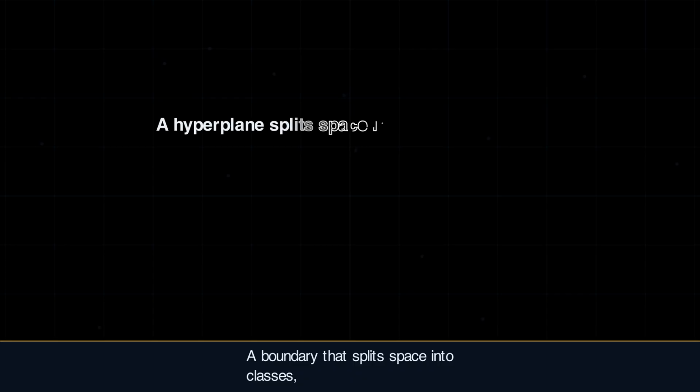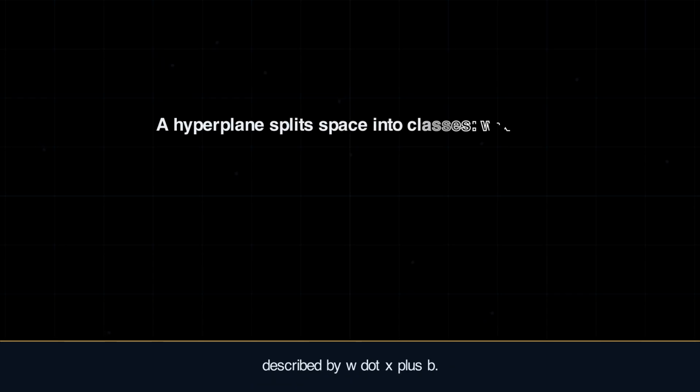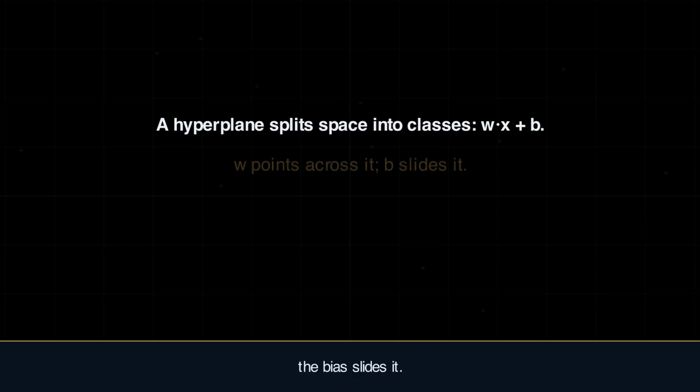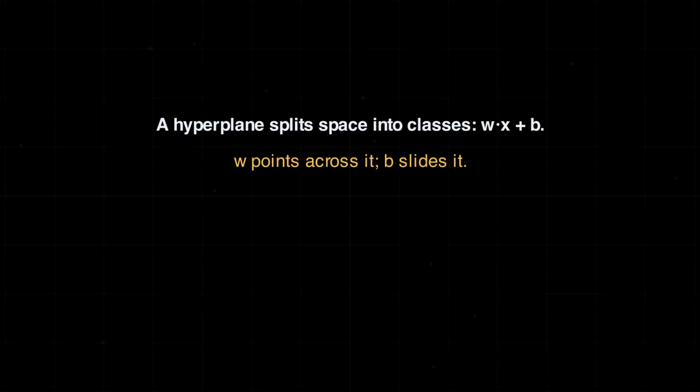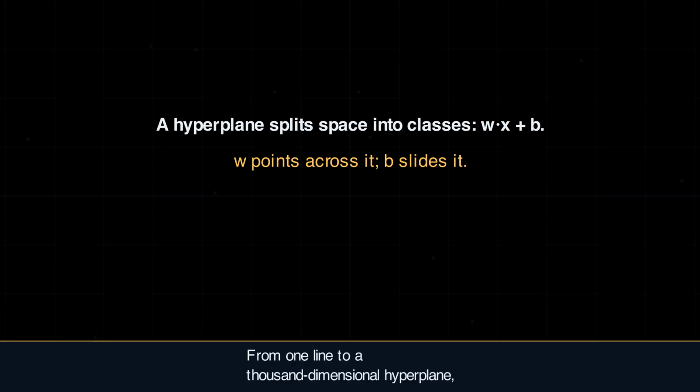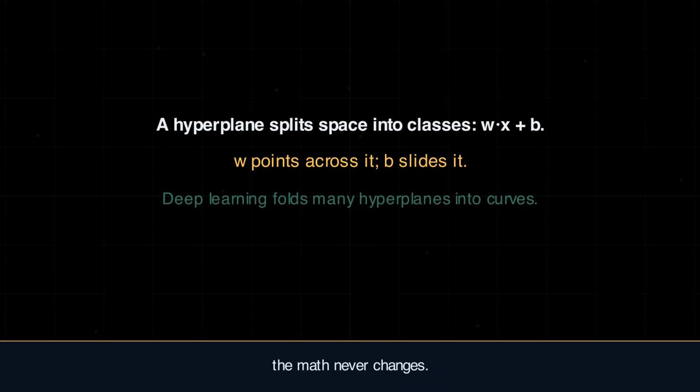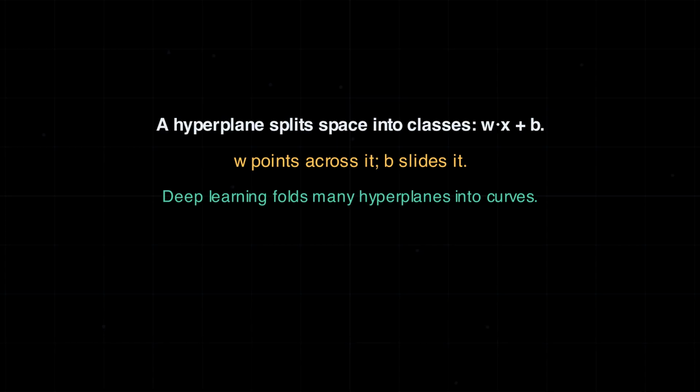So, hyperplanes. A boundary that splits space into classes, described by W.x plus B. The weight vector points across it, the bias slides it. From one line to 1,000-dimensional hyperplane, the math never changes.